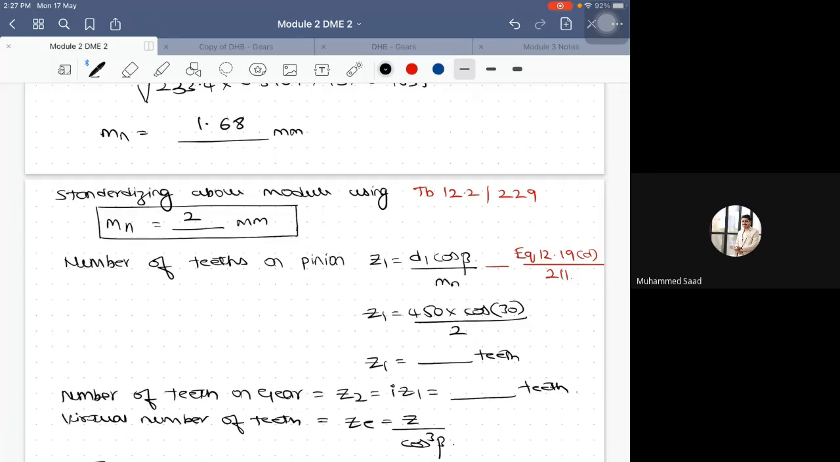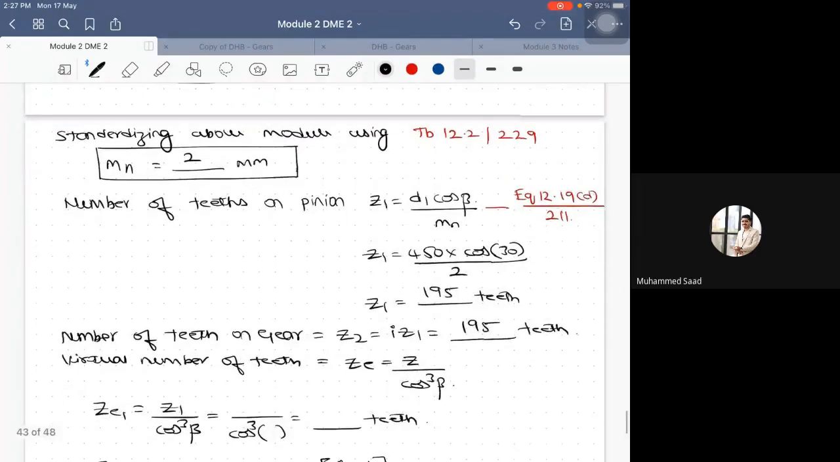Okay, 194.8. Can I round it off to 195? Is that okay? 195. Now, since i is 1, this is also 195. Again, it is 195 there. So now calculate again the virtual number of teeth. It is 195 divided by cos cube of beta. Beta value is again 30.